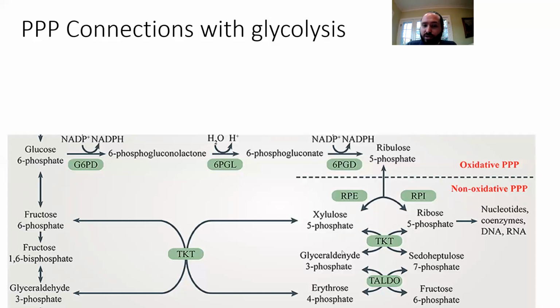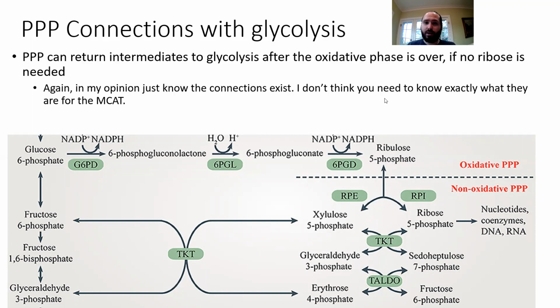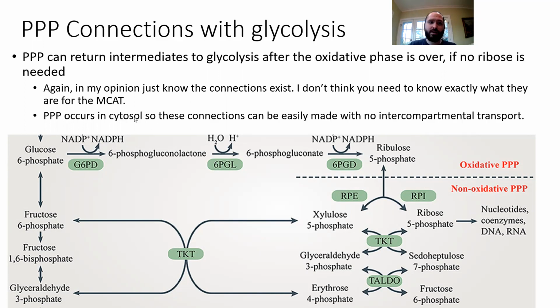And we could see that our glyceraldehyde 3-phosphate could go into glycolysis. Our fructose 6-phosphate could go into glycolysis, or we could send a xylulose and an erythrose and make both, using the same enzyme here, fructose 6-phosphate and glyceraldehyde 3-phosphate. So if we don't need to use ribose 5-phosphate to make nucleotides or coenzymes, we can just go back to glycolysis, as we've been alluding to. In my opinion, just know these connections exist. I don't think you need to know exactly where the pentose phosphate pathway and glycolysis connections are for the MCAT.